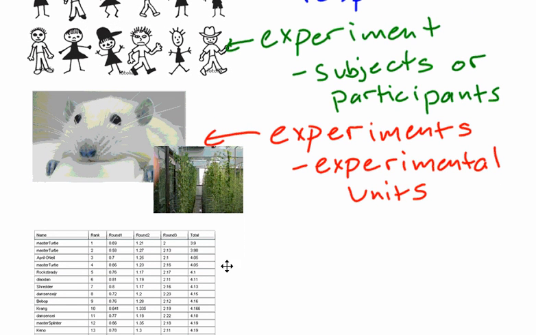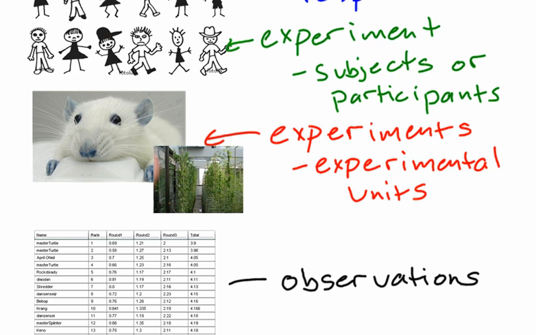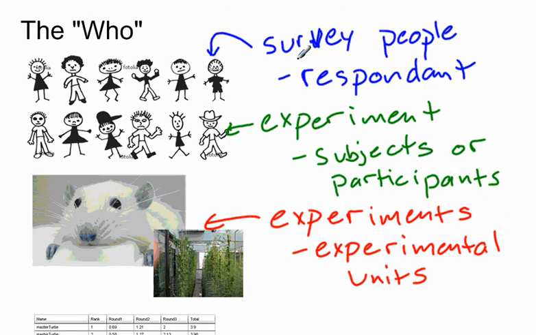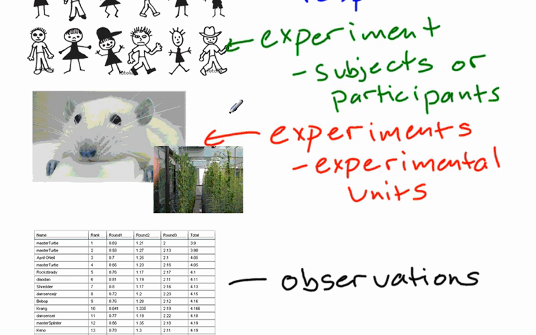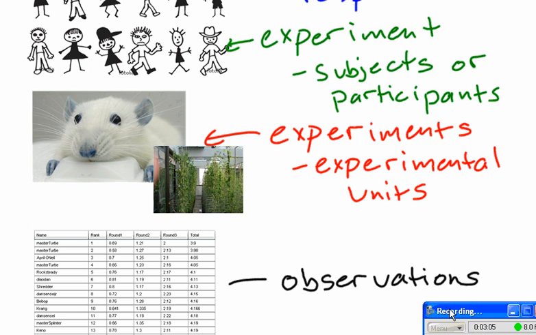Now, if we're just looking at data itself, once we've collected all of it, the data values themselves are sometimes called observations. So you've got a survey of people, you are surveying respondents. An experiment on people is an experiment on subjects or participants. An experiment on animals or plants or objects, experimental units. And when you collect all of that data, the data that we have collected is called, or they are called, observations.